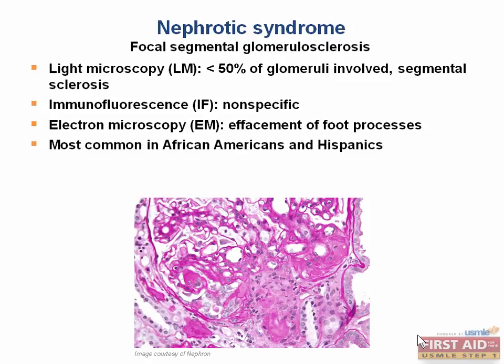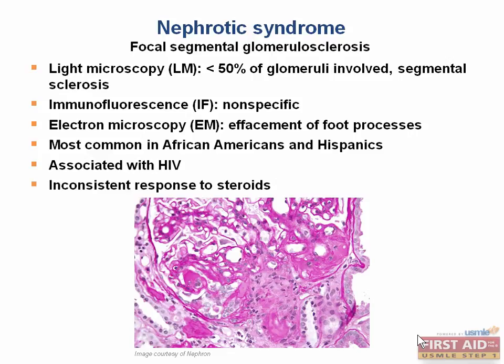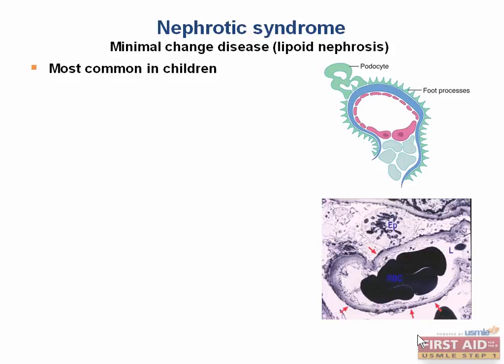FSGS is a common cause of nephrotic syndrome in adults and is the most common glomerular disease in African Americans, Hispanics, and HIV patients, and there's usually an inconsistent response to steroid treatment. Now that we've talked about the most common cause of nephrotic syndrome in adults, let's talk about minimal change disease, which is the most common cause of nephrotic syndrome in kids.